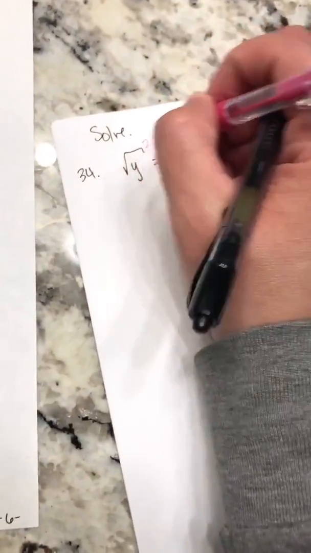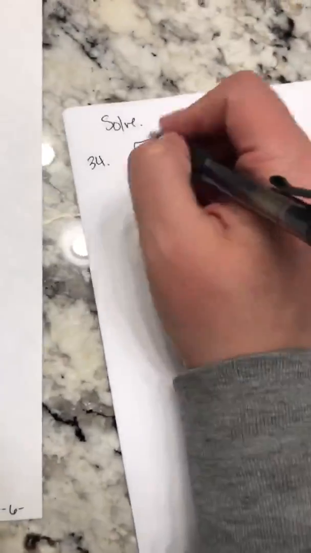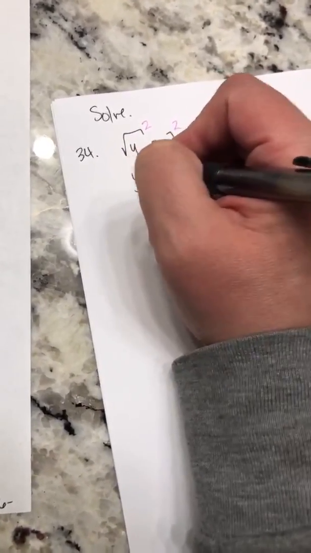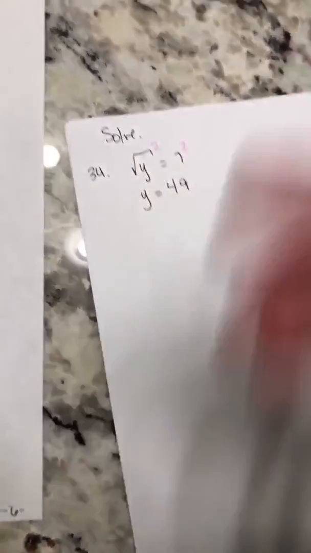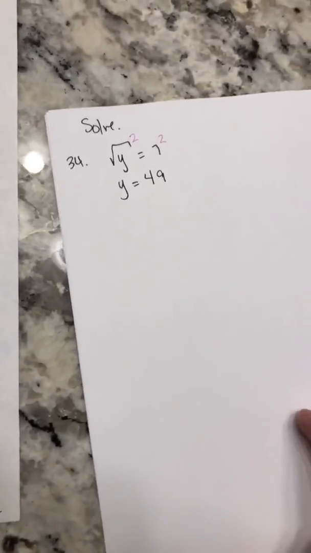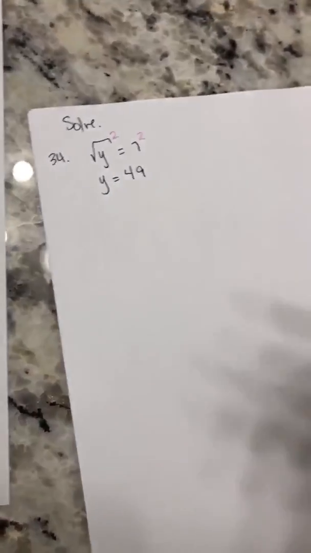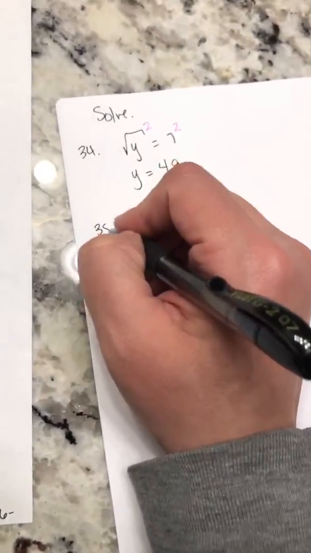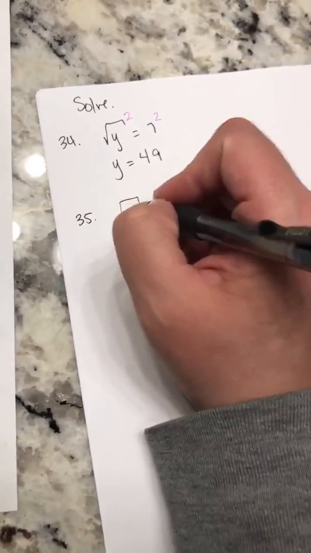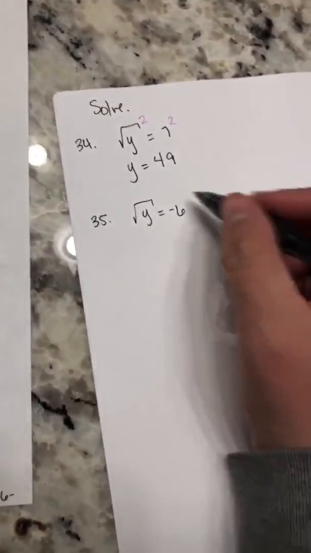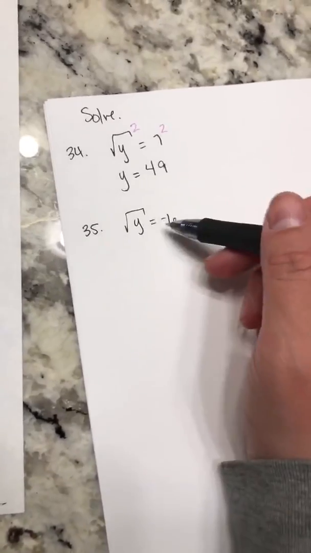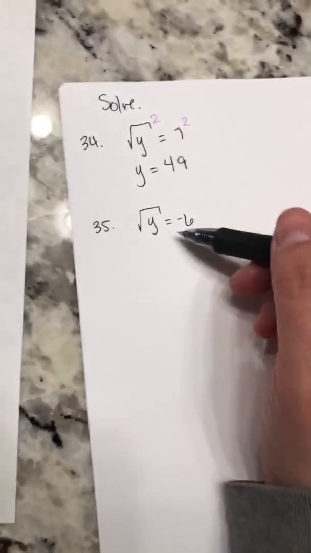So we've got square root of y equals 7. If I square both sides, square root of y squared just goes away, and 7 squared is 49. Check that. Square root of 49 is 7. Check. If I have the square root of y is equal to -6, this cannot happen. Square roots cannot be negative, so this is no solution.